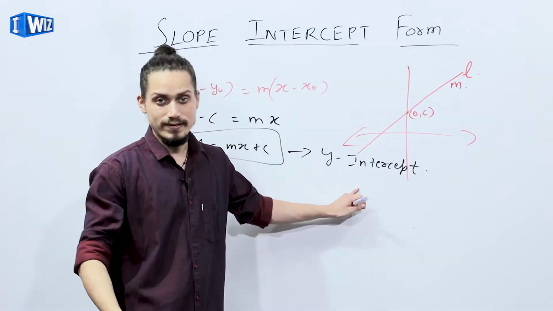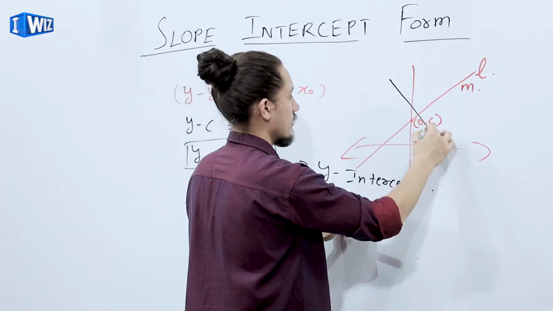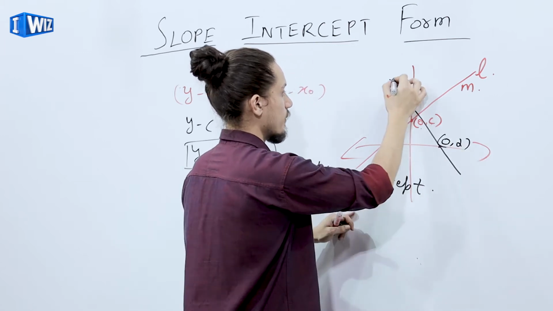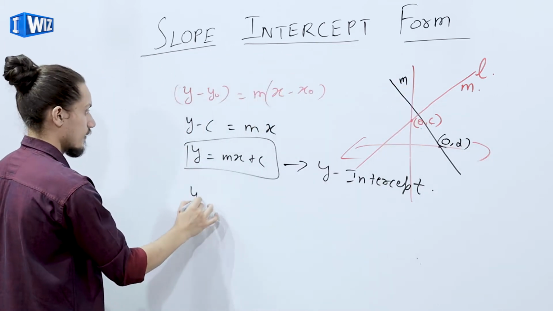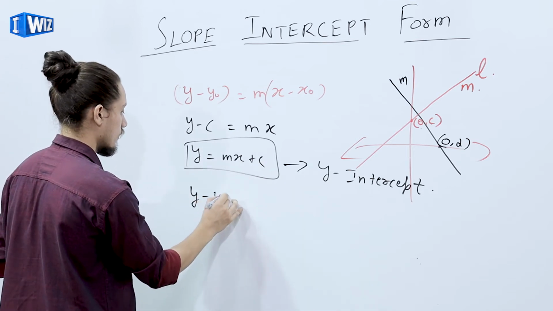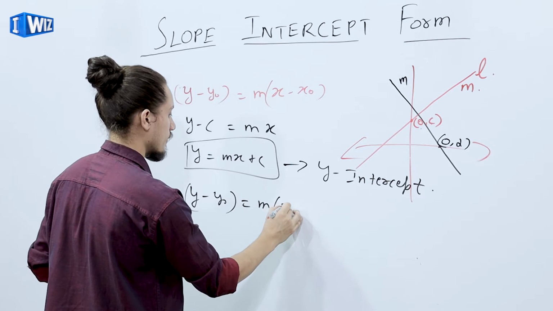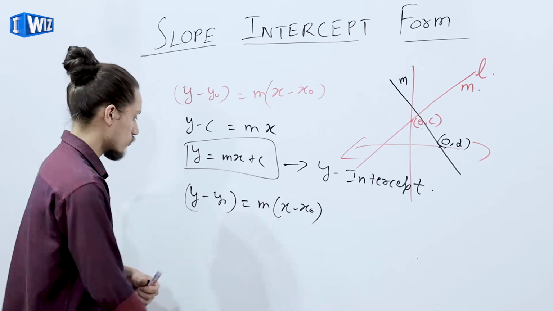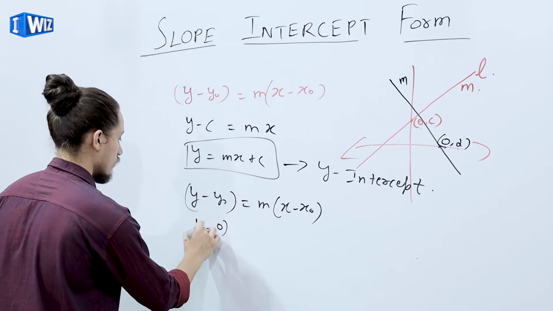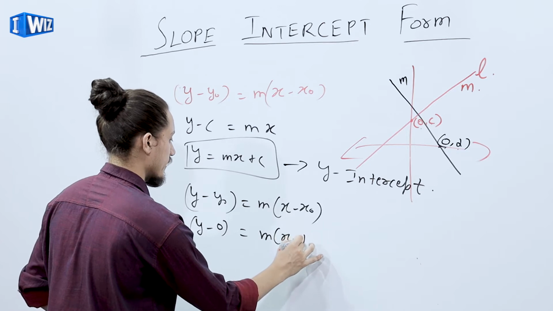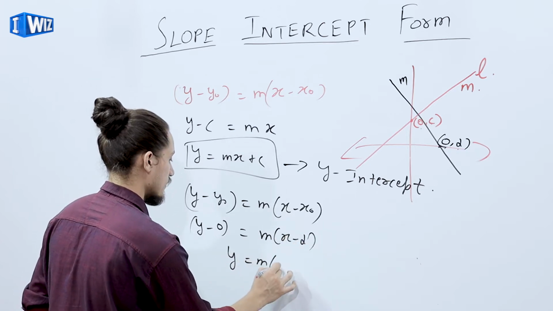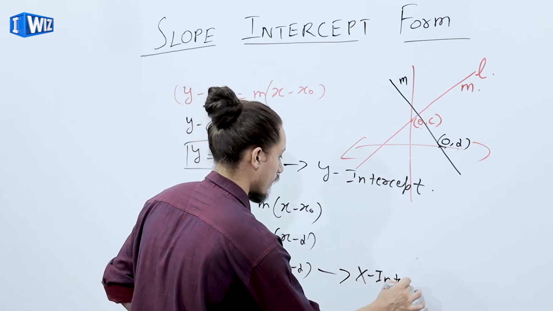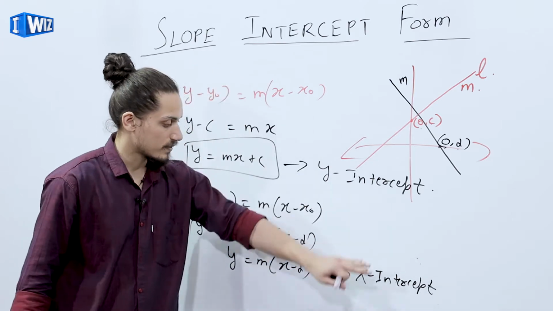अब जैसे y intercept है वैसे x intercept भी होना चाहिए. So suppose there is another line which intercepts x axis at point (d, 0), जिसकी slope is m. So we get y using point slope form, y minus y naught is equal to m times x minus x naught. अब हमारे पास x naught है d और y naught है 0, so we'll get y minus 0 is equal to m times x minus d, or y is equal to m times x minus d. This is called x-intercept. This is y-intercept, this is x-intercept.